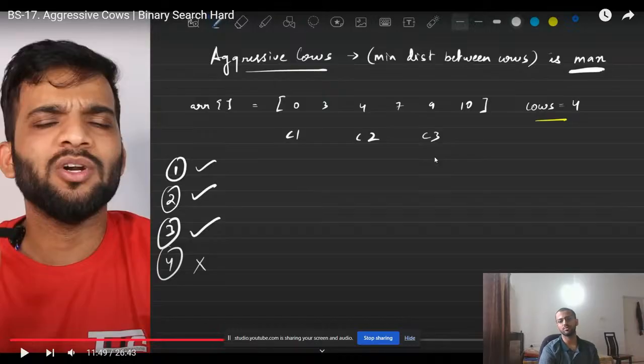Then I will do binary search. Okay. Log of the distance. Max value minus min value.